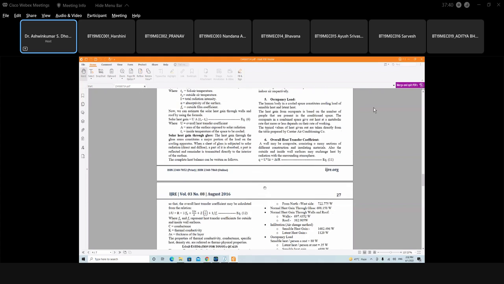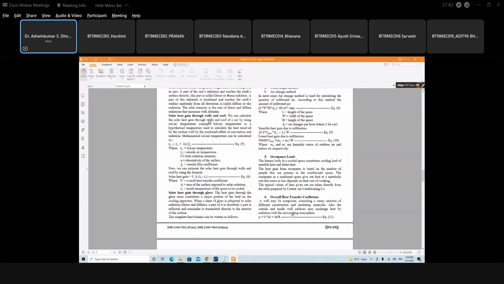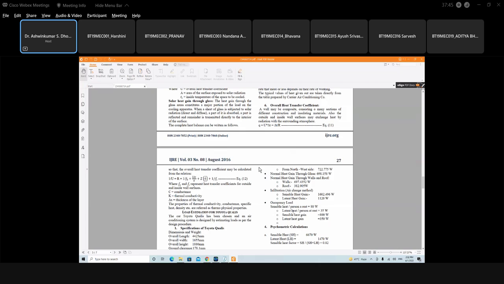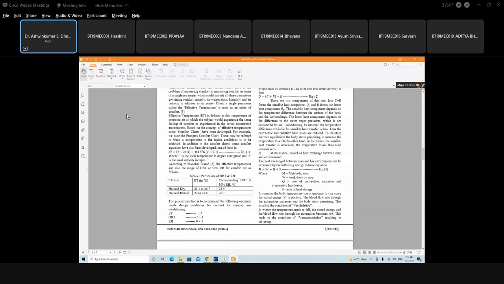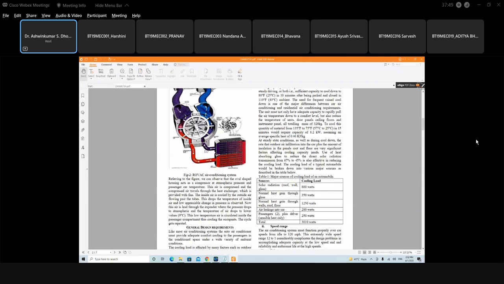So the values are given, overall heat transfer coefficient, how to get it. There are certain relationships with the velocity as well. I will share this paper with you as well.